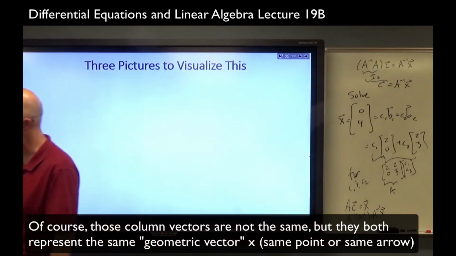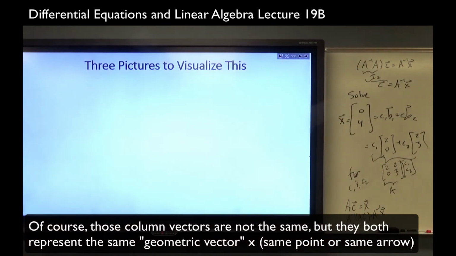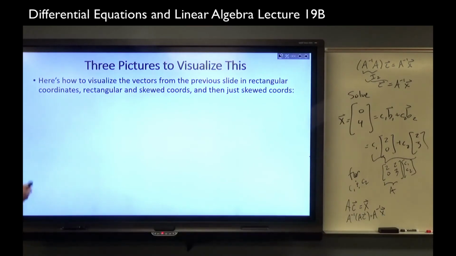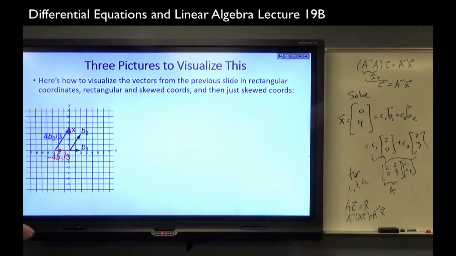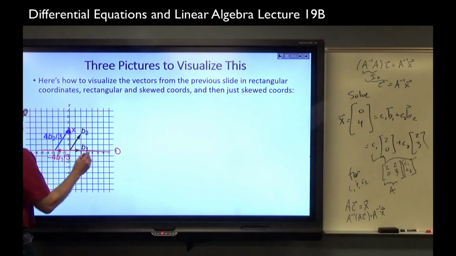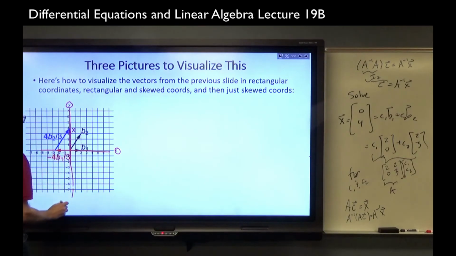Here are 3 pictures to visualize this: the vectors from the previous slide in rectangular coordinates, rectangular and skewed coordinates, and then just skewed coordinates. So here's the original picture in the ordinary kinds of coordinates. The x-axis is horizontal, the y-axis is vertical. We think about the standard basis. This vector right there would be E1, or i hat if you prefer, the unit vector pointing directly to the right. This one pointing directly upward is E2, or j hat.